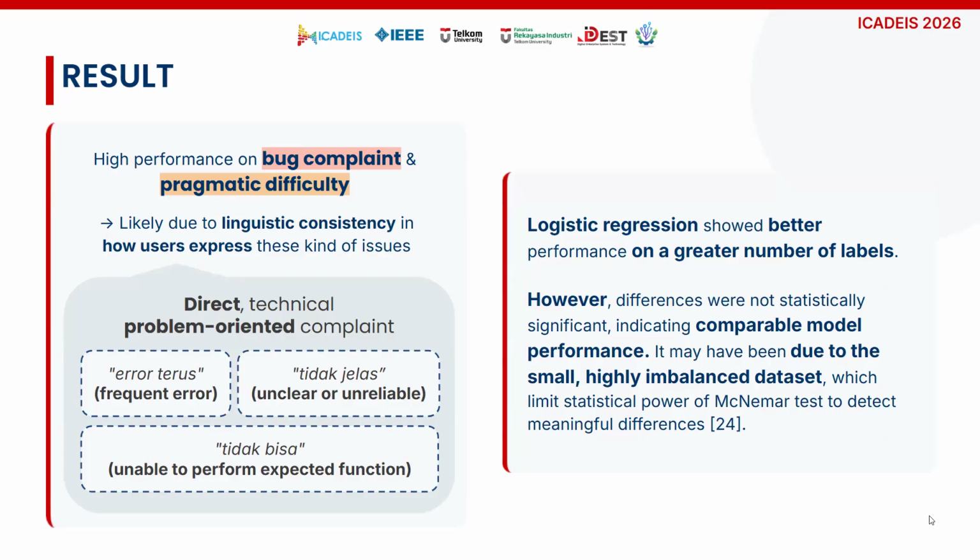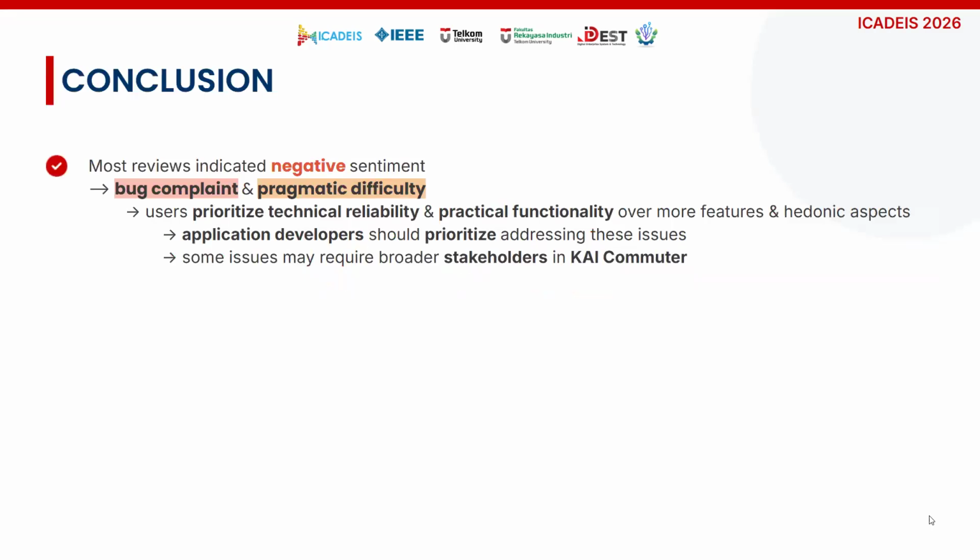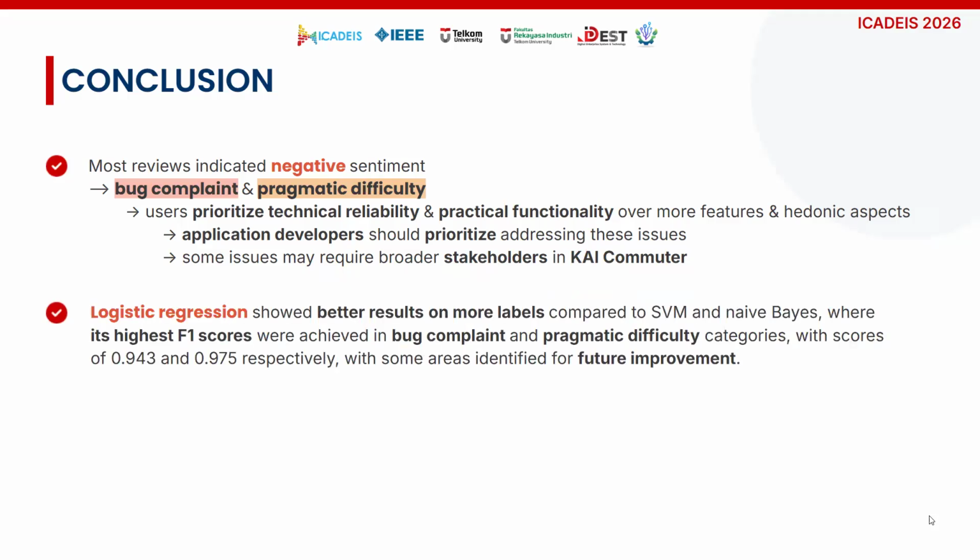But note that the differences in some similarities may have been due to the relatively small data set and highly developed data set that cause the underwriters to having hard in detect the meaningful differences. Okay, next. So in conclusion, most reviews in access in the medical seminar, especially on buffer point and pragmatic difficulty, it shows that the curriculum should prioritize technical reliability and practical functionality over than more feature and academic aspects. Next, as for the machine learning experiments, show that the opposite version have very acceptable items, where it cites account scores were achieved in buffer and pragmatic difficulty.